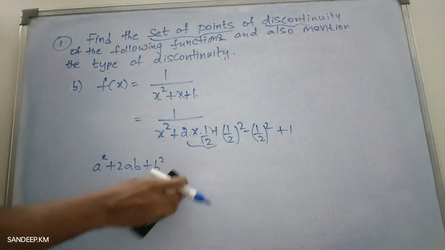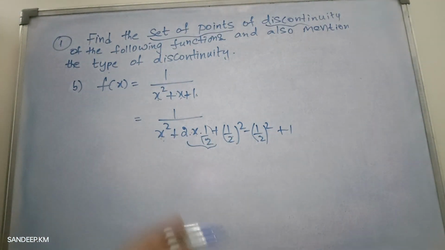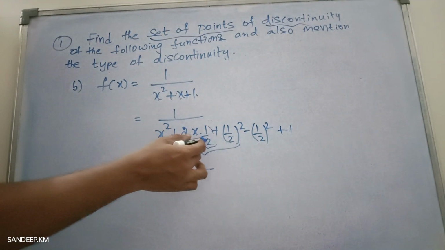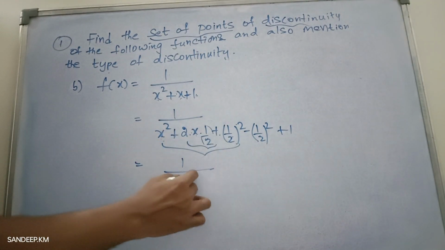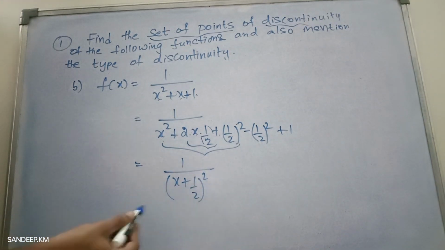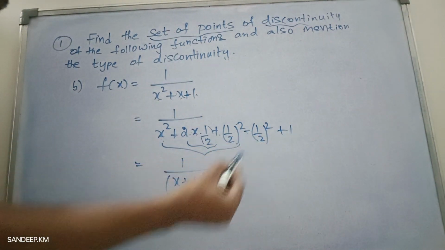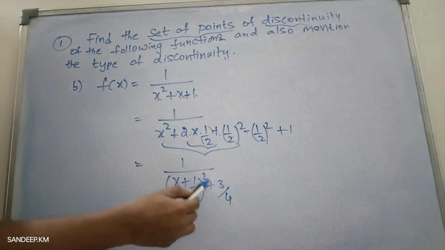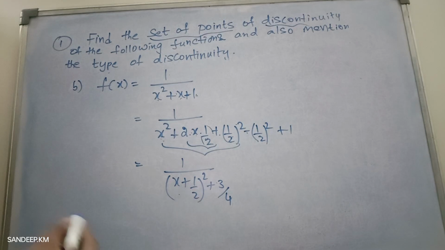Next, dear students, if you simplify the denominator, what happens? 1 divided by, this is a square plus 2ab plus b square, which is a plus b whole square, and then 1 minus 1 by 4 will be 3 by 4. Dear students, if you observe one thing, the denominator is something whole square plus 3 by 4. What is the meaning of it?